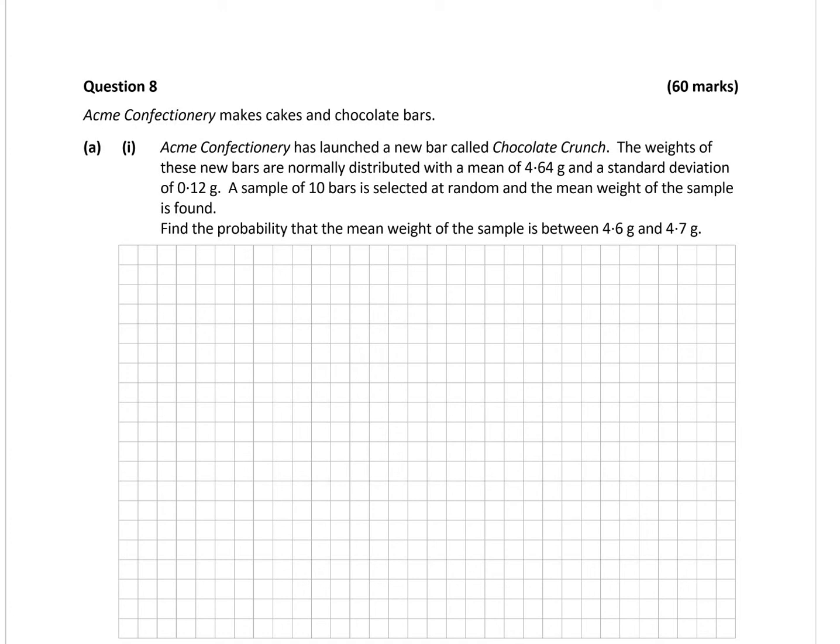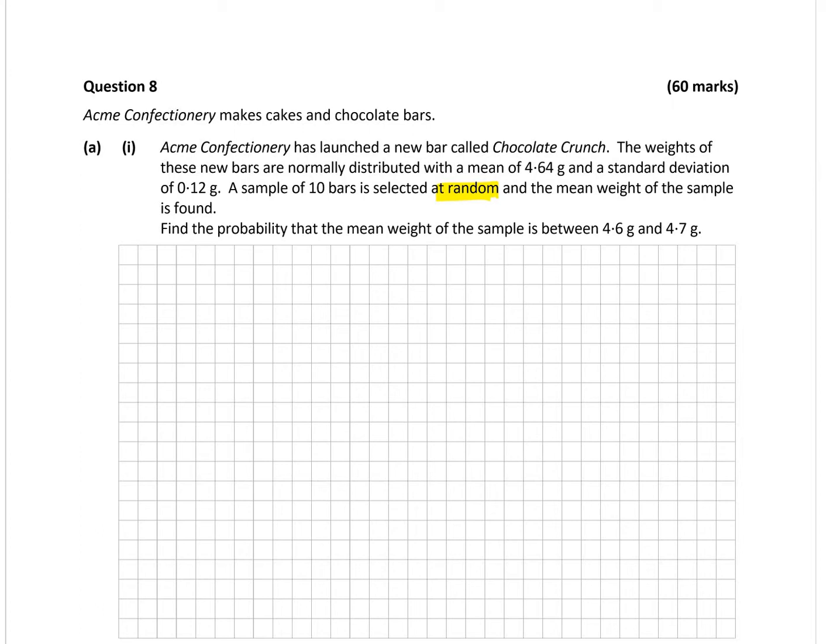Here I'm going to look at a statistics question from Leaving Cert 2018, paper 2, question 8. It starts off with a confectionery company with a new chocolate bar. Now the weights of the bars are normally distributed with a mean of 4.64 grams and a standard deviation of 0.12. A sample of 10 bars is selected at random. And the mean weight of the sample is found.